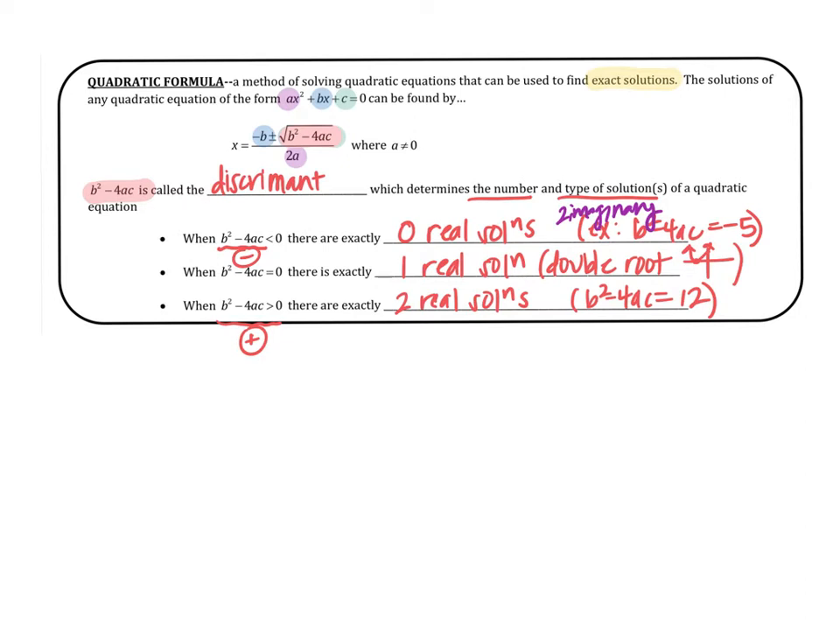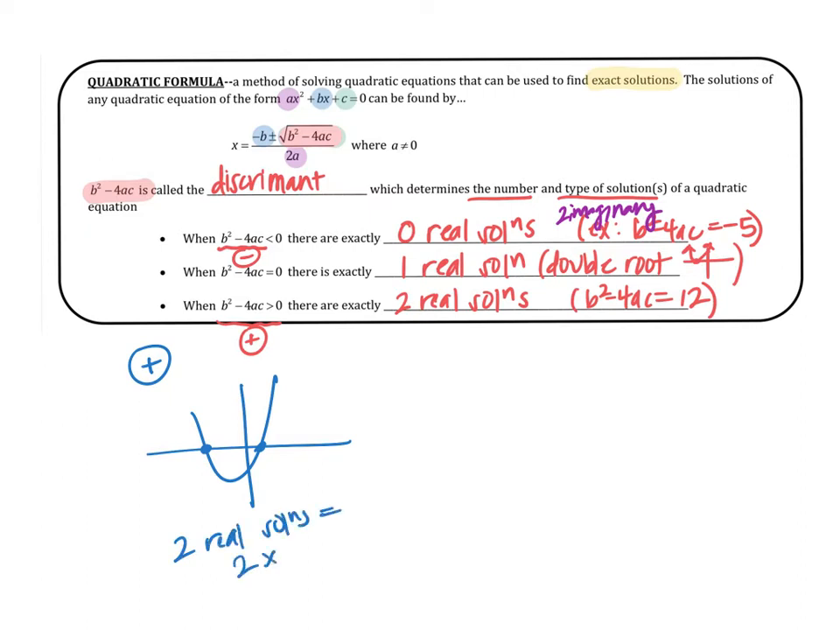So I'm going to sketch this down here. Again, big idea: if my discriminant is positive, that means I'm going to have 2 real solutions, meaning I'm going to have 2 x-intercepts. So this is 2 real solutions, which equals 2 x-intercepts.